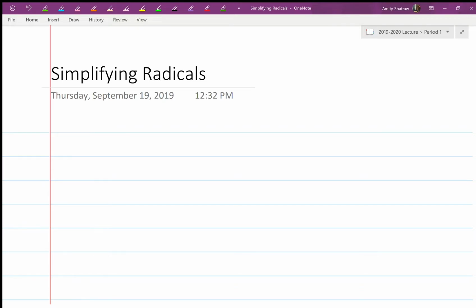Hi everybody. So we're here to simplify some radicals today. I wanted to practice simplifying radicals with just a plain number first, such as, say for example, the square root of 80. And when I say simplifying, I mean that I'm looking for squares that are inside of 80.